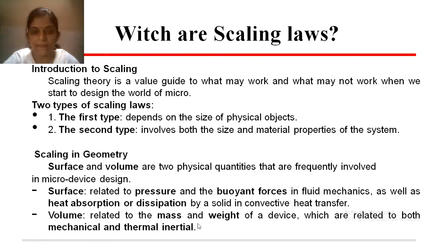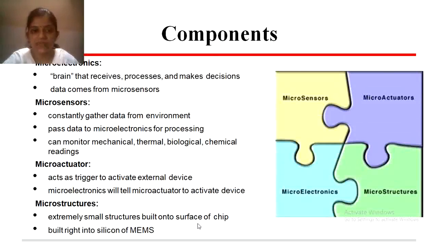Then after the scaling, the components. So which components are used in a MEMS? First is the microelectronics. Microelectronics plays a very important role in a MEMS. That is the brain that receives, processes and makes a decision. Data comes from the microsensors. So the main heart of the system is the one that receives, processes, as well as takes the action related to that.